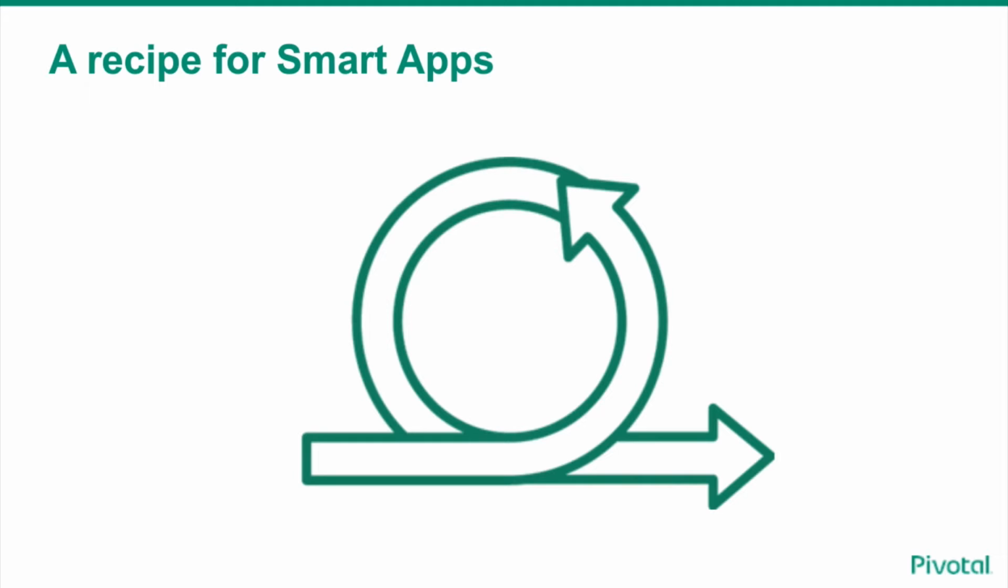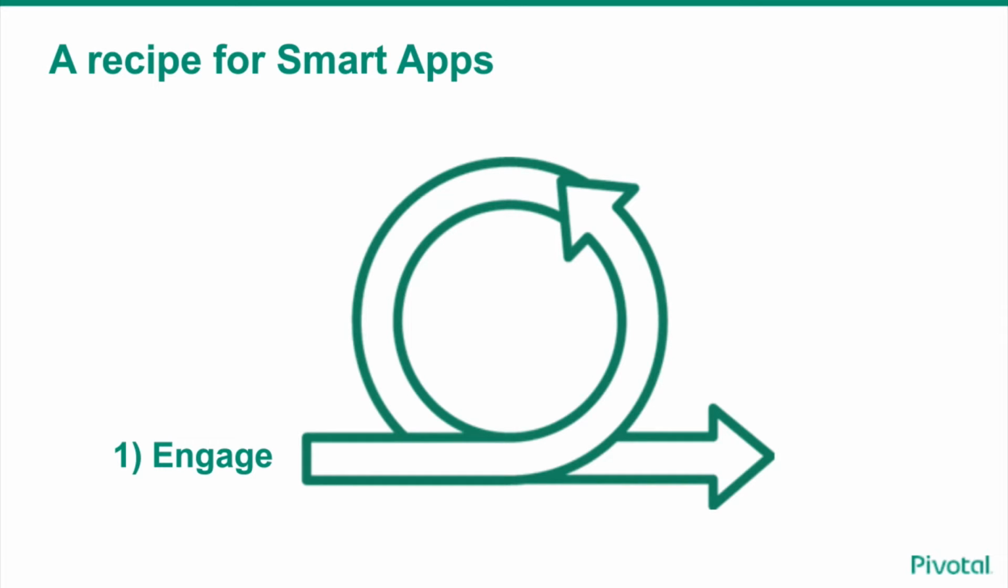So now I want to look a little bit closer at how smart applications really work. We see this as a 4 or 5 step process that we affectionately call a recipe for smart applications. So let's get started. Step 1, when it comes to your recipe for smart applications, is engagement.